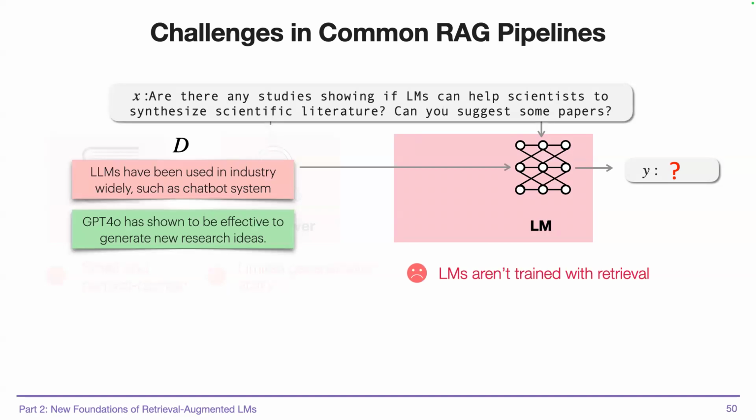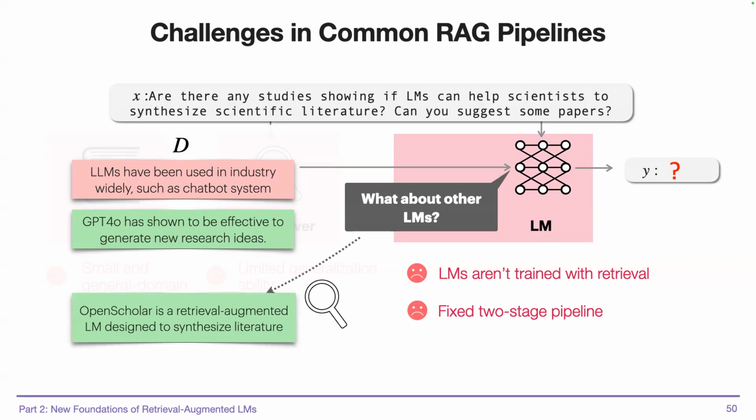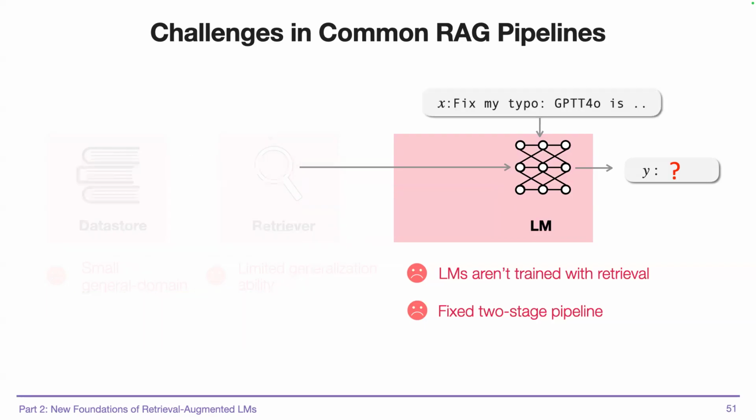Moreover, a fixed 2-stage pipeline can't handle different levels of information needs. A complex query like this example often requires multiple retrieval steps during generation to ensure completeness and accuracy. For instance, in this case, we may need to include models beyond GPT-4o, which requires retrieving additional documents. Conversely, in applications like ChatGPT, many user inputs, such as fixing typos, don't require extra knowledge. In this case, retrieval should be skipped entirely to reduce unnecessary cost and potential errors.